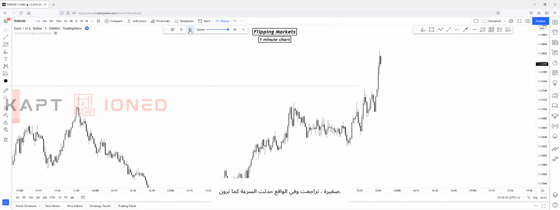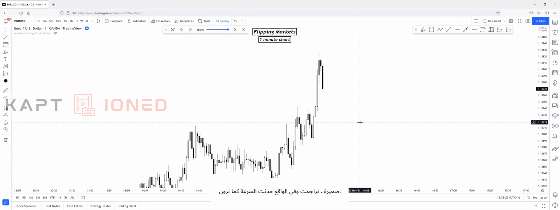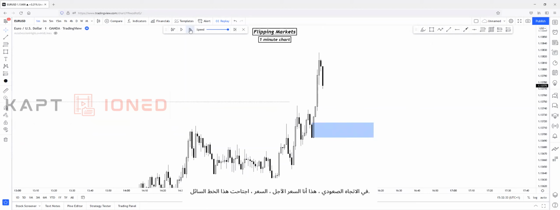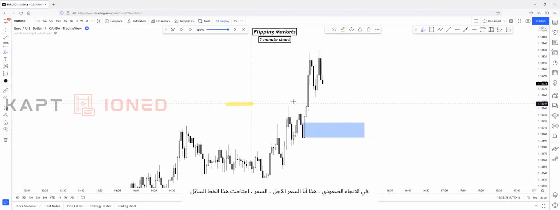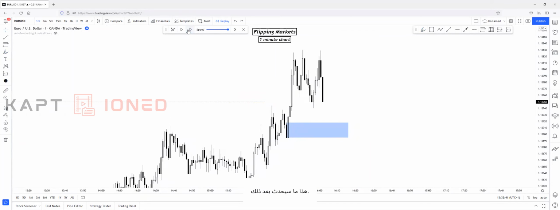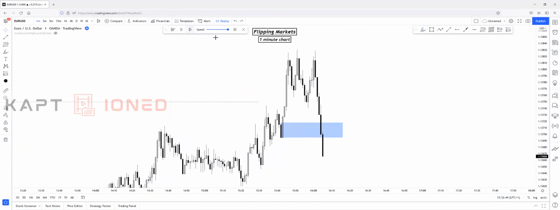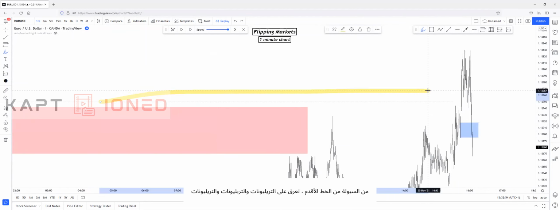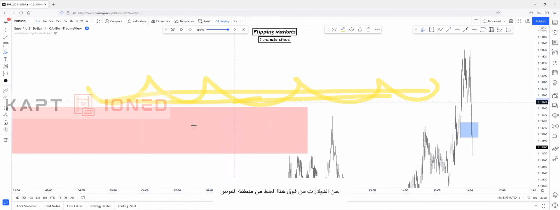Okay, small pullback. And actually the sweep happened, as you can see. And this was the last demand zone that created the sweep and the breakout structure to the upside. Let's play price forward. Price swept this liquidity line, as you can see. That's what happens next. And as you can see, price broke through the last demand zone that created the liquidity sweep and the breakout structure to the upside on a 1 minute. And price swept all of the liquidity from above this line, swept the trillions and trillions of dollars from above the supply zone.